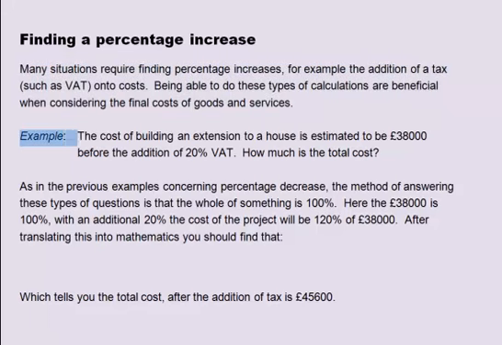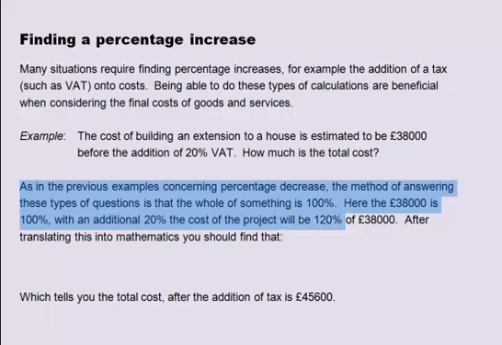Example. The cost of building an extension to a house is estimated to be £38,000 before the addition of 20% VAT. How much is the total cost? As in the previous examples concerning percentage decrease, the method of answering these questions is that the whole of something is 100%. Here, the £38,000 is 100%. With an additional 20%, the cost of the project will be 120% of £38,000.